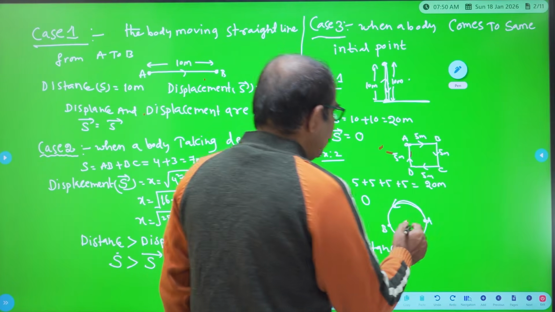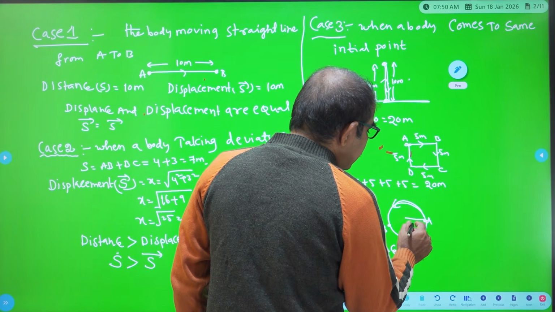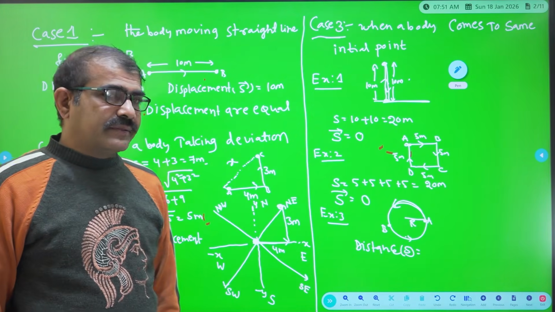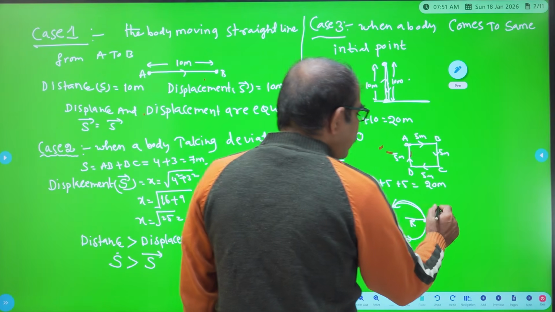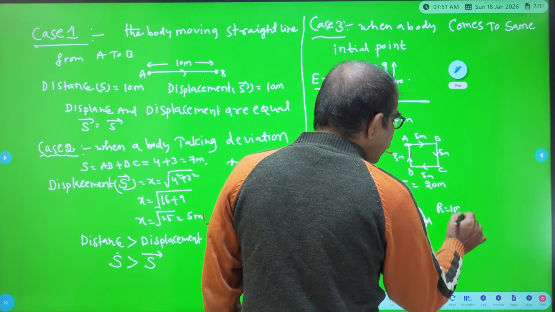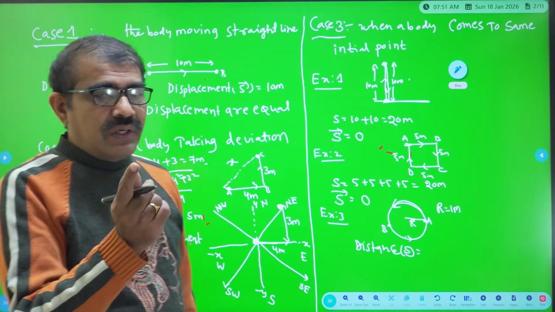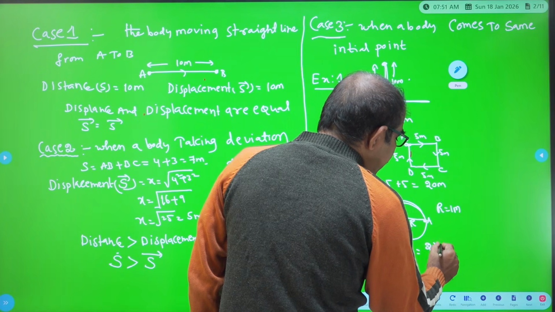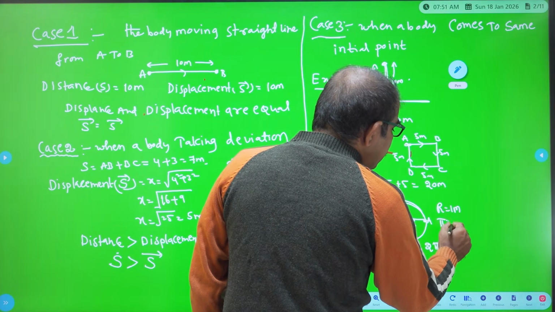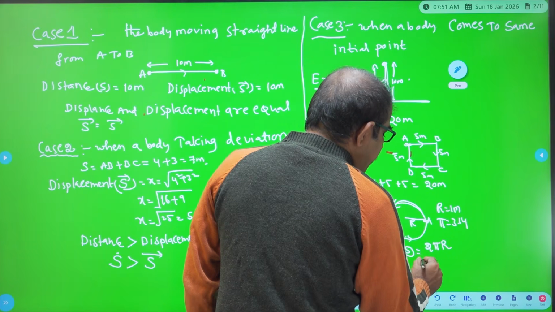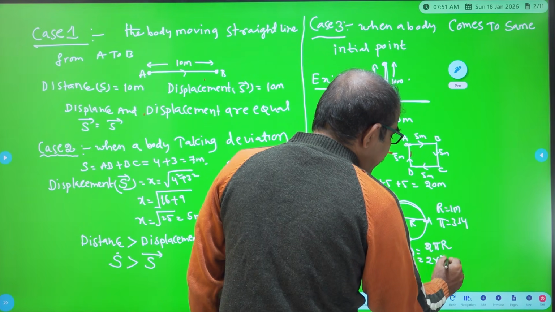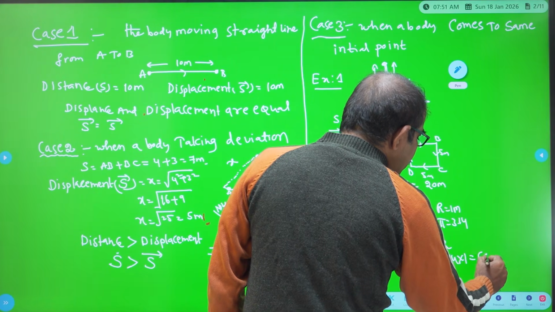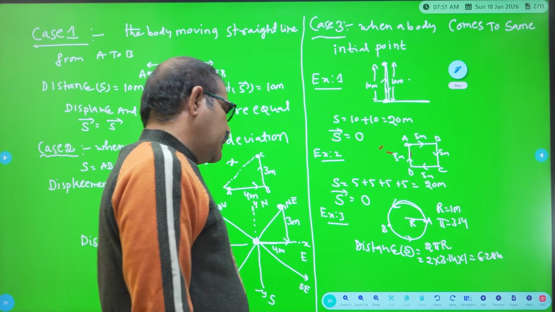Radius is r. For example, the radius of the circle is r. What is the distance? I am taking r equal to 1 meter. Distance is equal to the length of the circle, which is 2 pi r. You know the pi value, 3.14. So substituting the values, 2 into 3.14 into radius 1, that is equal to 6.28 meter. That is the distance.